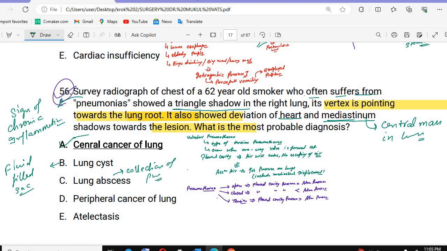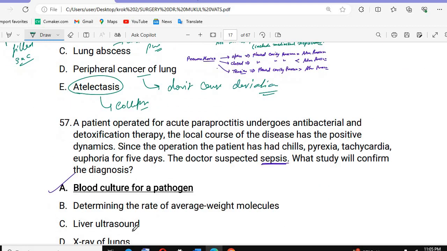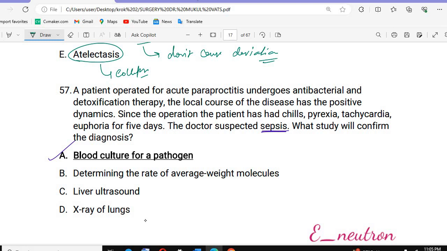Peripheral cancer of the lungs does not cause deviations. And atelectasis, you know, is the collapsing of the lungs. So these things we have already done. After that, if you see sepsis, so a bacterial infection, you will do blood cultures for the pathogenic bacteria.